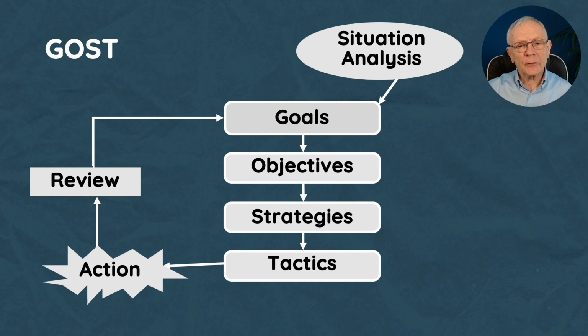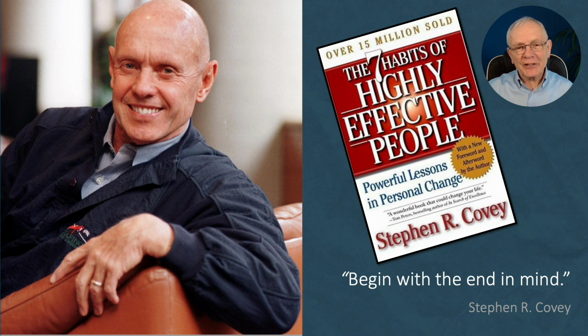Now, previously we've discussed why real planning involves setting ourselves goals and objectives before we start thinking about what to do, which is strategy and tactics. As a reminder, Stephen Covey points out in his excellent book, The 7 Habits of Highly Effective People, that we need to start with the end in mind, which is what we're going to do with goals and objectives.